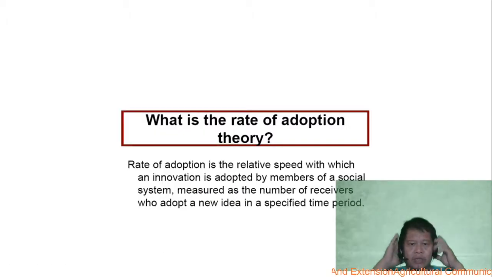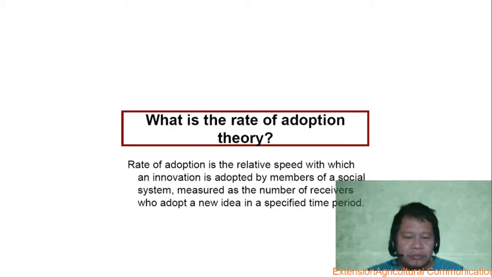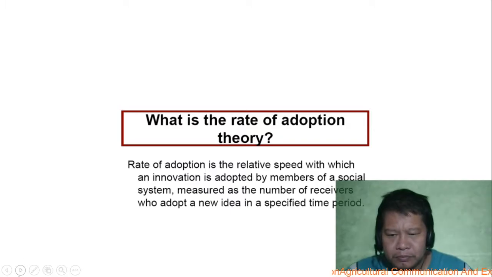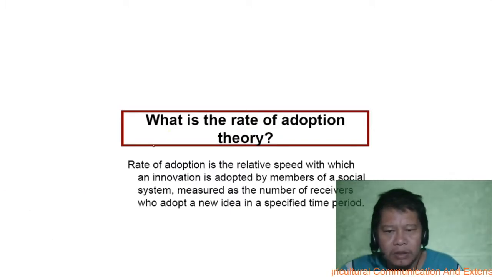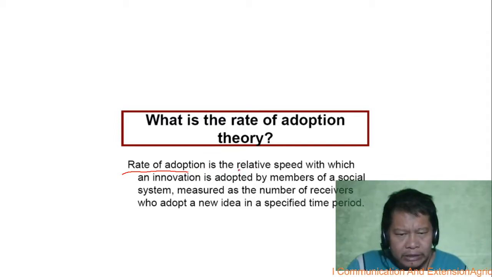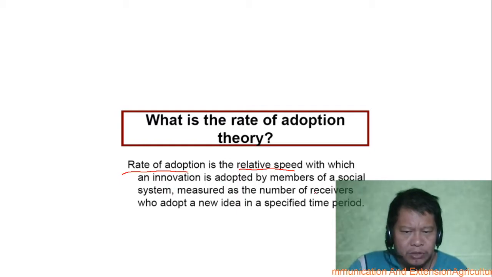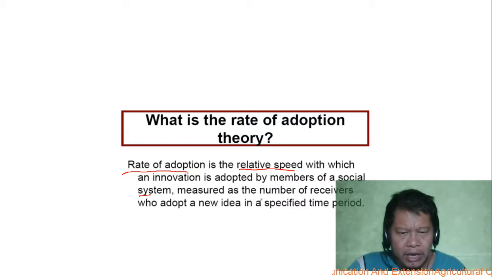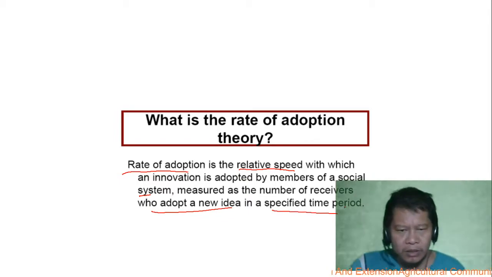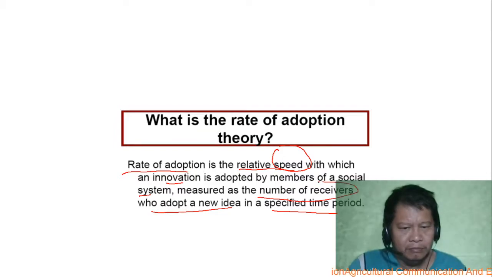So what is the rate of adoption theory? There are some theories of adoption. The rate of adoption is the relative speed with which an innovation is adopted by members of a social system, measured as the number of receivers who adopt the technology or new idea in a specified time period.